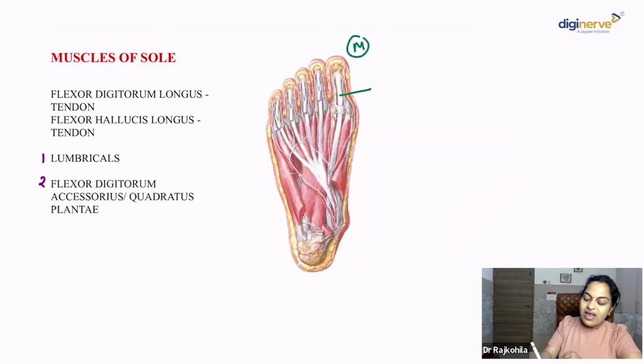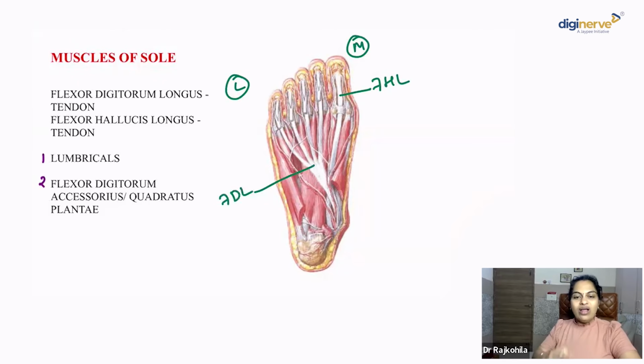As I told you, this is medial, this is lateral. This is the tendon of flexor hallucis longus. And this is the tendon of flexor digitorum longus. Once you have identified these two tendons, easy. This muscle you see inserting into the tendon of flexor digitorum longus is the flexor digitorum accessorius or quadratus plantae.